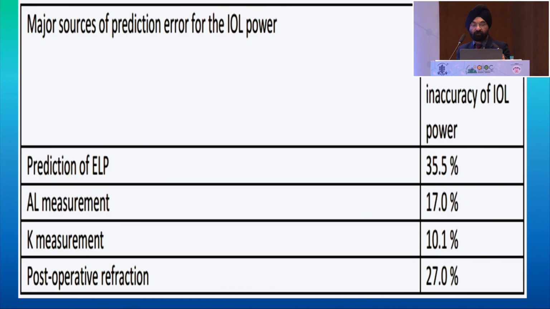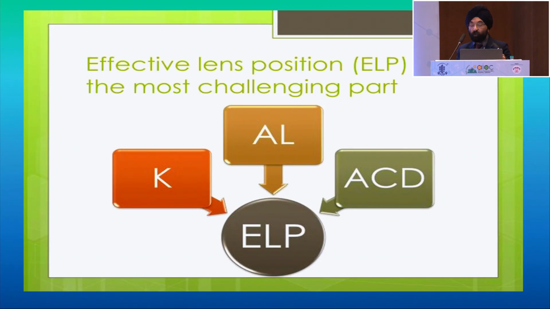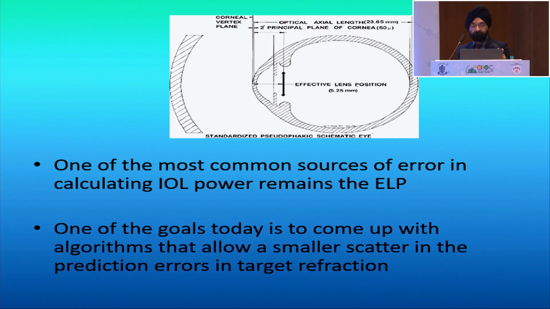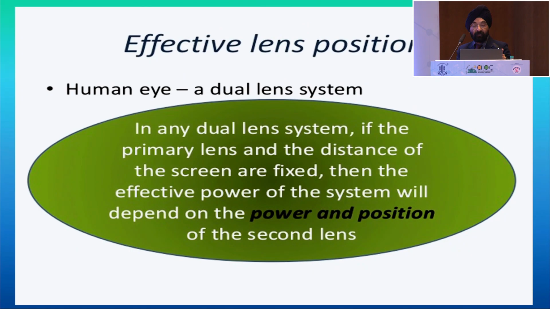So what are the major sources of prediction error for IOL power calculation? ELP prediction accounts for 35%, followed by other parameters like axial length and keratometric measurements. So effective lens position is the most challenging part in IOL power calculation. And one of the goals today is to come up with algorithms that help you to achieve near emmetropia.